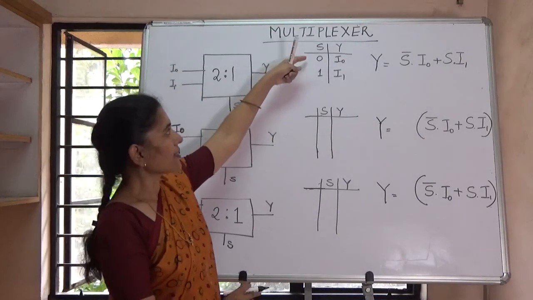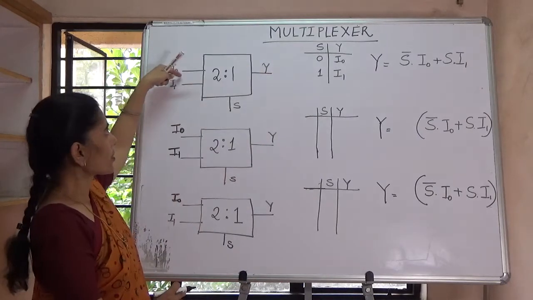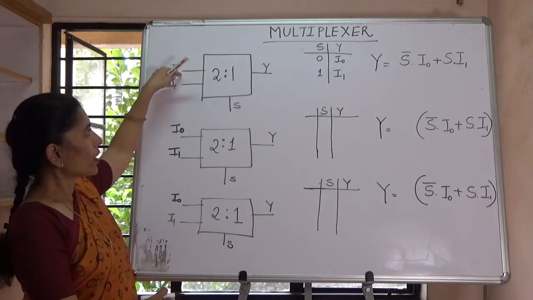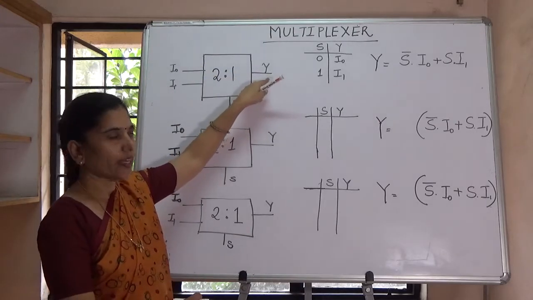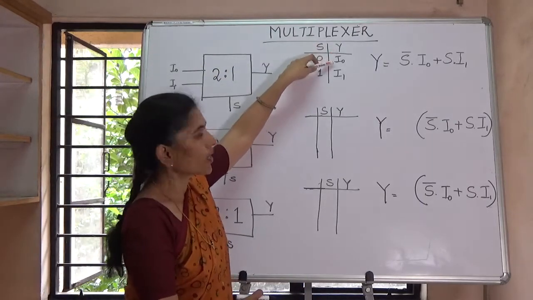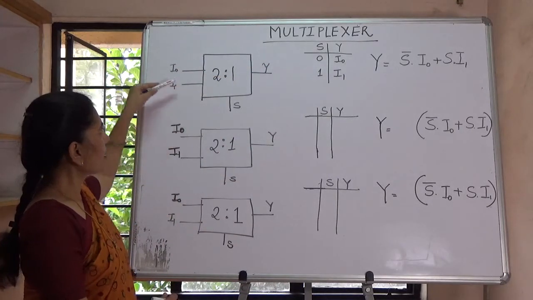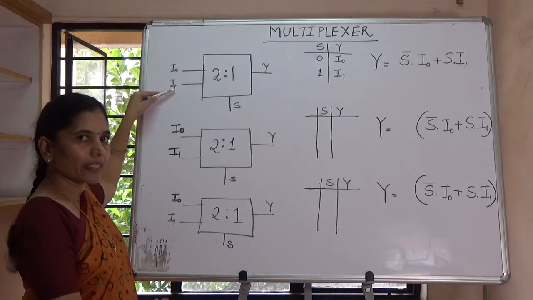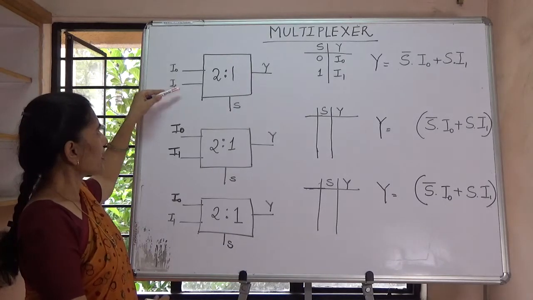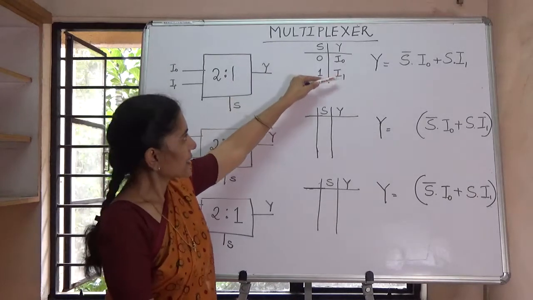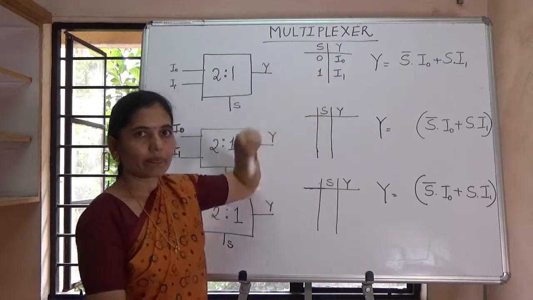If the select line is a 0, the I0 input is selected and whatever data is on the I0 line will be transferred to the output Y. Hence, Y is equal to I0. If the select line is 1, then the I1 input will be selected and whatever data it has will be transferred to the output Y. Hence, Y is equal to I1.